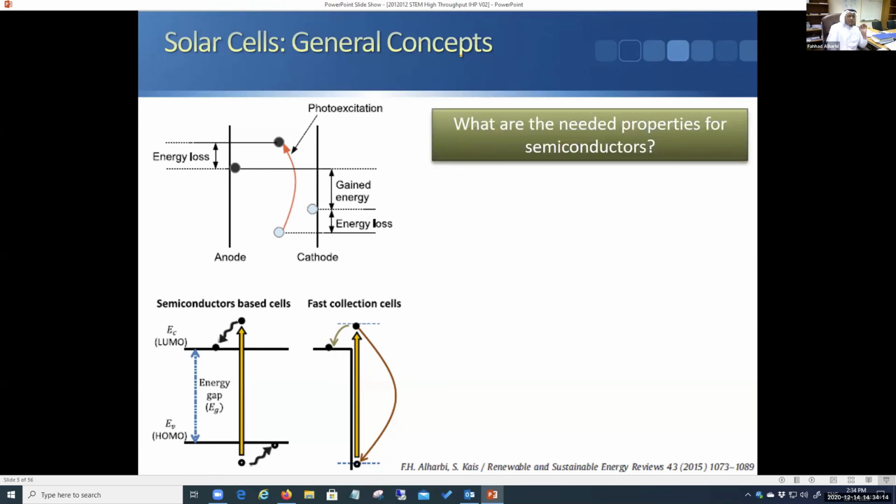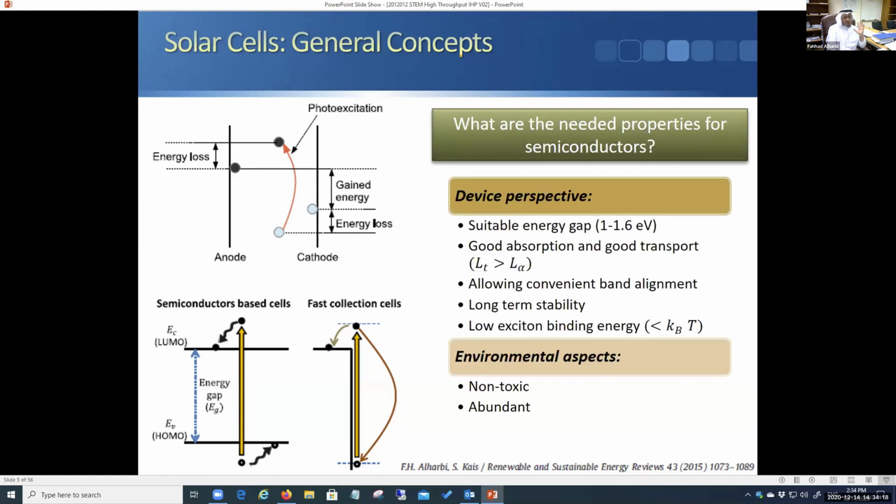The question is, from the PV perspective, what are the needed criteria? We need a suitable energy gap. I'm talking about semiconductor materials here, between 1 and 1.6 electron volts. Also, preferably, we need good absorption and good transport. Mainly, we need the transport length to be much larger than the absorption length.